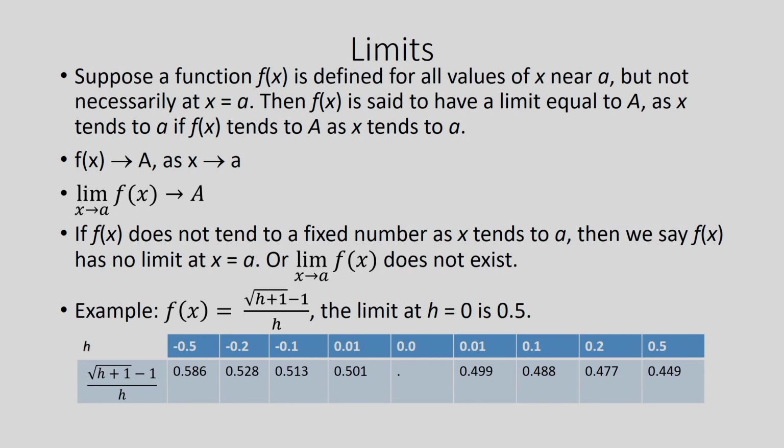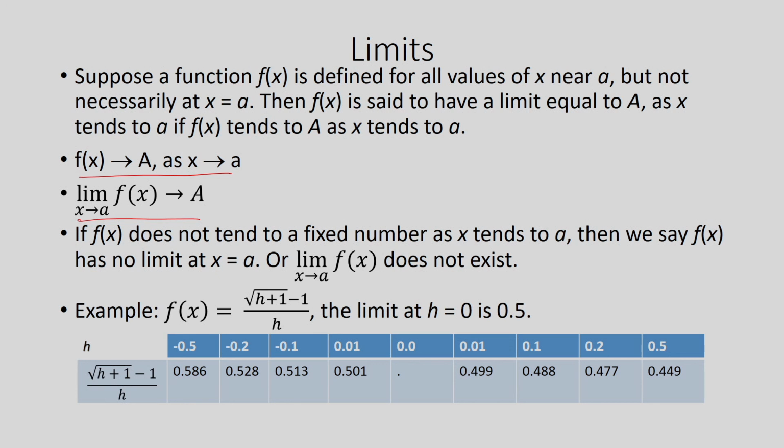Then we say that this function has a limit, and that limit is equal to capital A, if the following thing is satisfied: f(x) tends to capital A as x tends to small a. In mathematical terms this is written as f(x) tends to capital A as x tends to small a, and in a different manner it is also written as the limit of x going to a, f(x) is going to capital A.